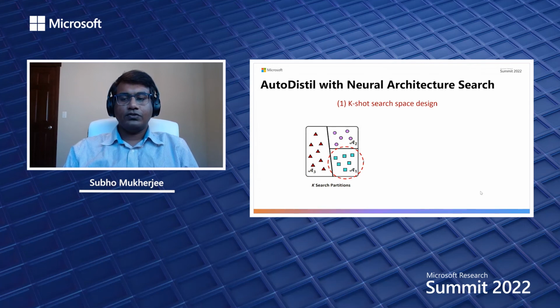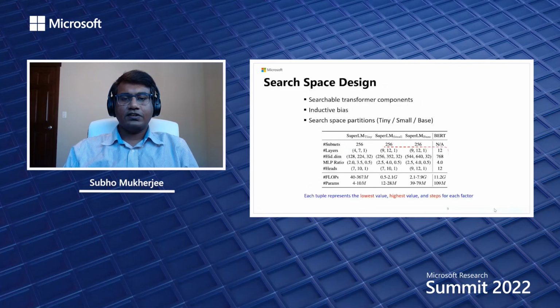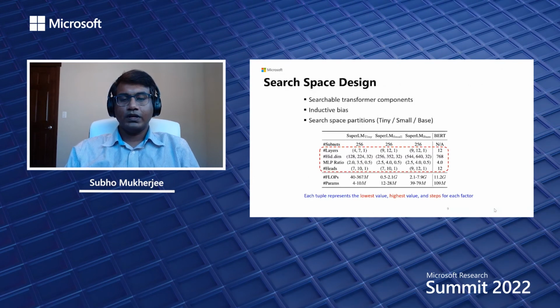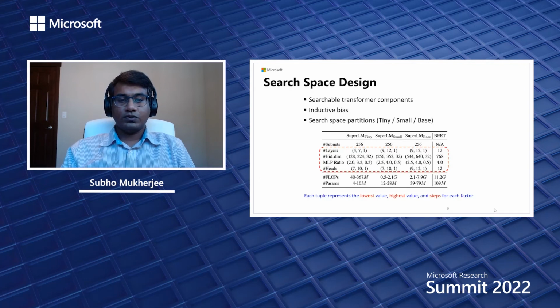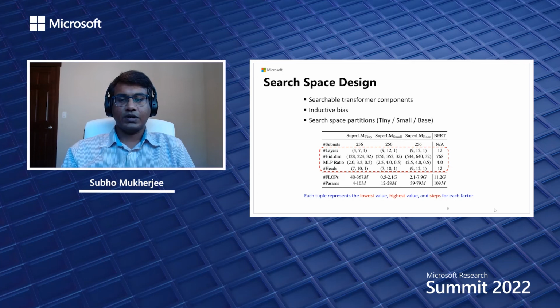Search space partition reduces gradient conflicts arising from co-training subnetworks of very different sizes. AutoDistill searches over standard transformer configurations like the number of layers, number of attention heads, and hidden dimension, corresponding to different partitions like tiny, small, and base, which we partition based on the number of parameters and FLOPs shown in the last two rows of this table. We also leverage some inductive bias to perform this search space design such that deeper and narrower subnetworks are preferred over wider and shallower ones due to their representative capacity.